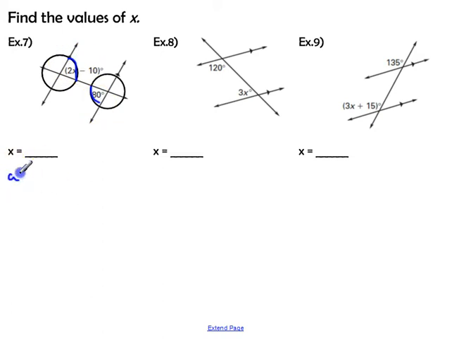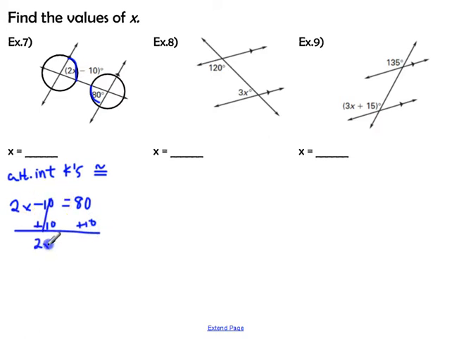You don't have to write it, but if it's going to help you remember, you can write alternate interior angles. And you should remember that alternate interior angles are congruent, which means the same. So that means 2x minus 10 is the same as 80. So they're equal to each other. Now this is the equation we set up, and then let's solve for x. Add 10 to both sides.